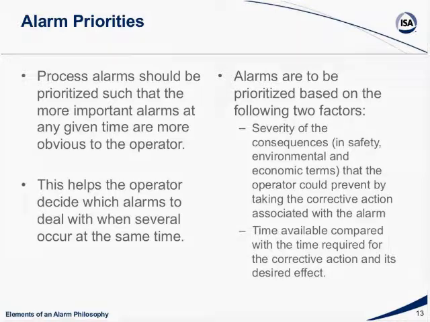Okay, so let's talk about alarm priorities, okay? And in a nutshell, this is something that you use a matrix to define. They should be prioritized so that the most important alarms at any given time are the most obvious to the operator. And that kind of goes without saying, okay? But what you want to make sure is that they can distinguish these by sound and visually from the other alarms, because this is really what helps the operator deal with multiple alarms at the same time. And alarms are going to be prioritized based on 2 factors, okay? The severity of a consequence, and we'll talk in terms of safety, environmental, and economic terms, and the time available to the operator to make the corrective action.